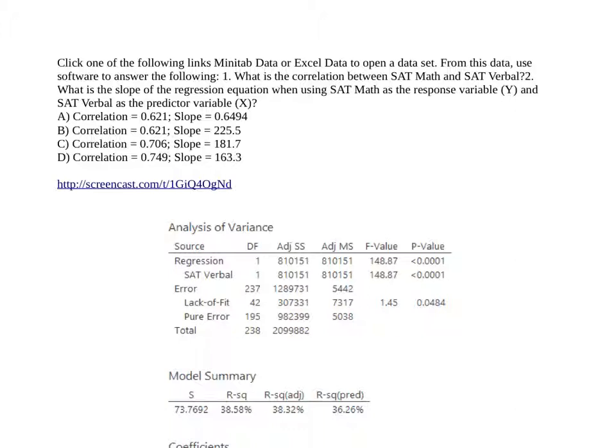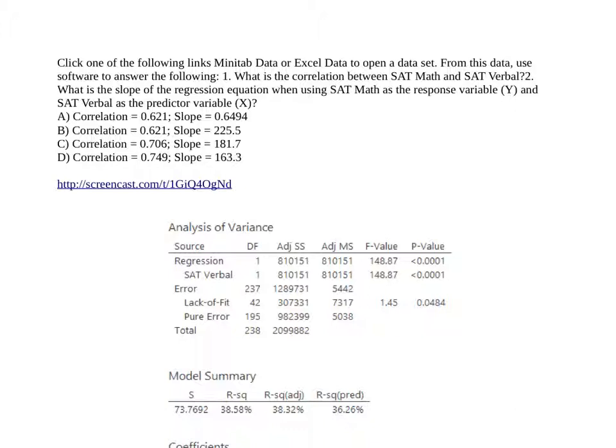So first, what's the correlation between SAT Math and SAT Verbal? And second, what is the slope of the regression equation when using SAT Math as the response variable, y, and SAT Verbal as the predictor variable, x? So we're looking for these two quantities: the correlation between the two variables, and then the slope of their regression equation.